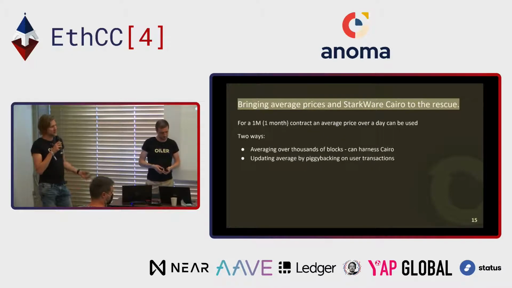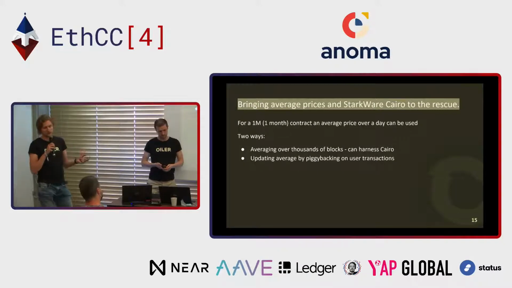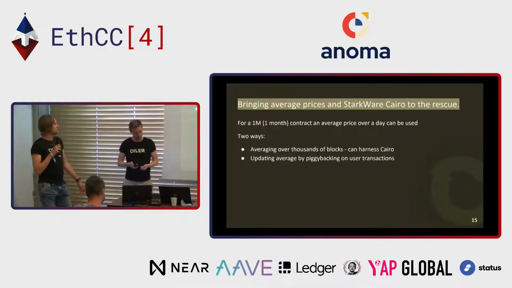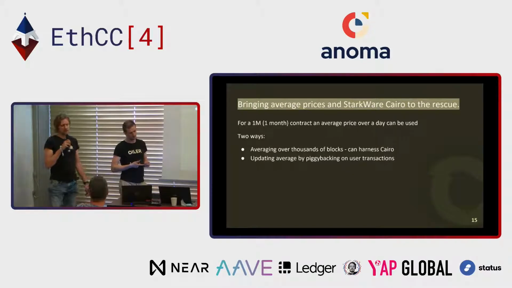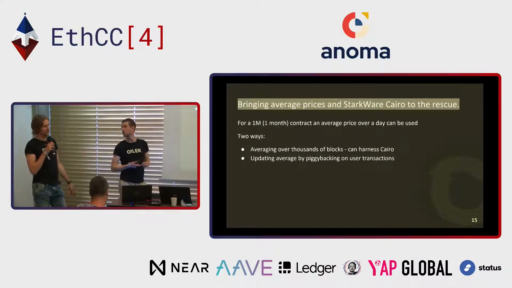One is just piggybacking on user transactions, like when somebody trades or something, we just add some instructions to store the values on chain and use it later for averaging. Or we were also working on a solution on Cairo in collaboration with StarkWare, and it's a zero knowledge proof of program execution, so you can just push a lot of blocks there, it will prove it and the contract will verify it, and that way you can do averaging.